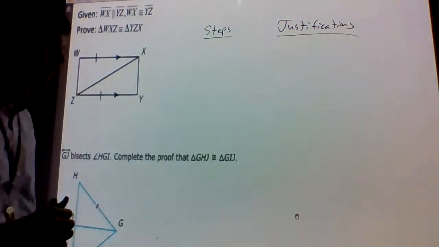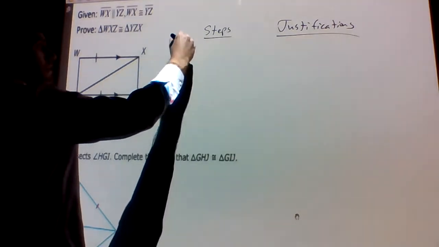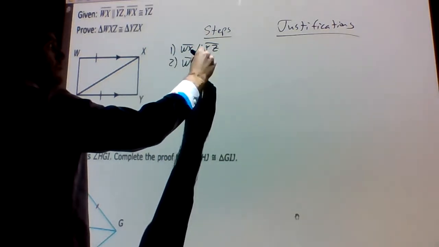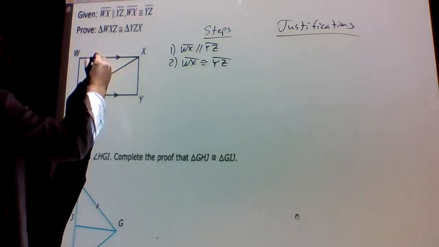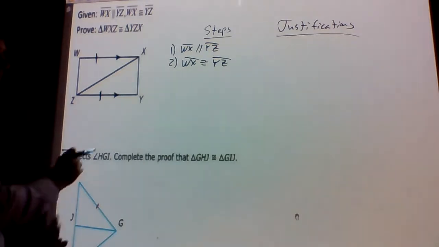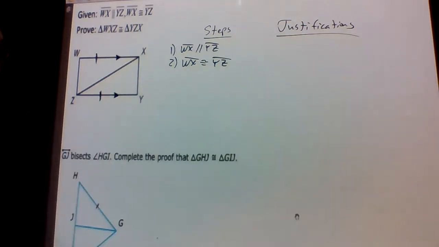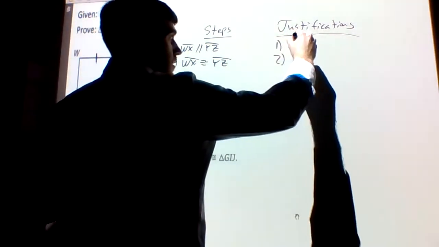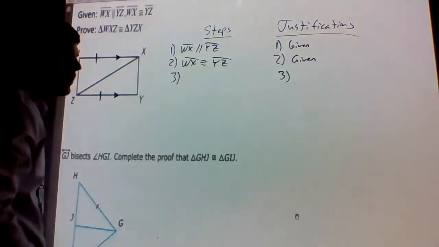Okay. Step 1 in our process is to write the givens. We have 2 givens. WX is parallel to YZ, and WX is congruent to YZ. Let's make sure it's on our diagram, and it is. We have hash marks showing WX is congruent to YZ, and then we also have this little arrow showing us that WX and ZY are parallel. Okay, and these were given.